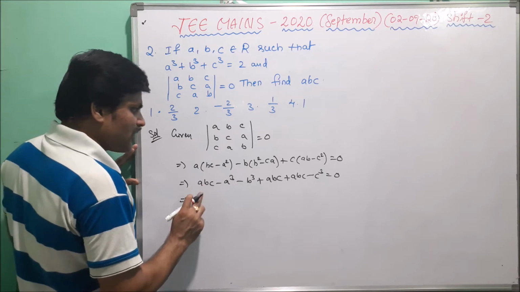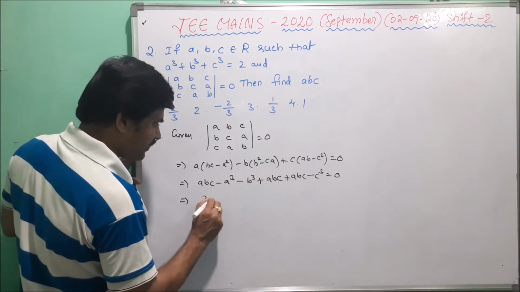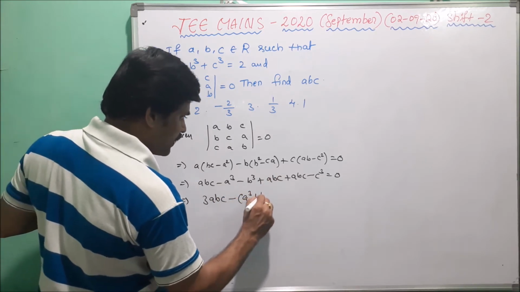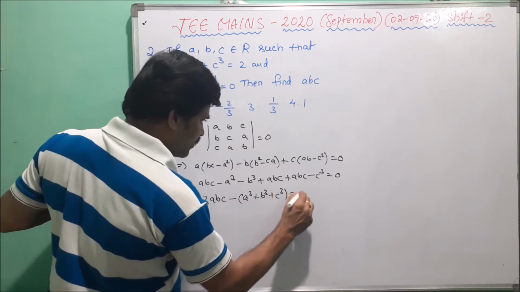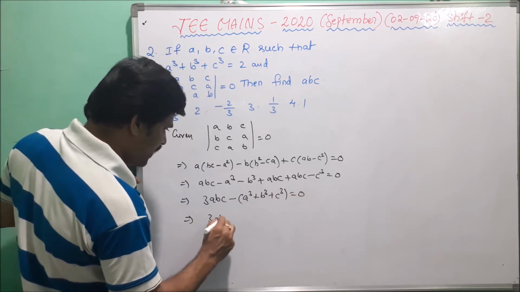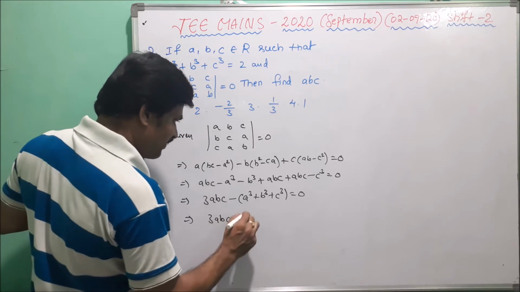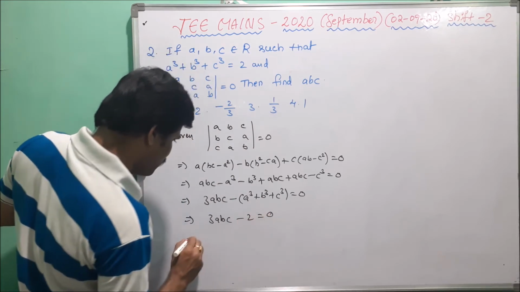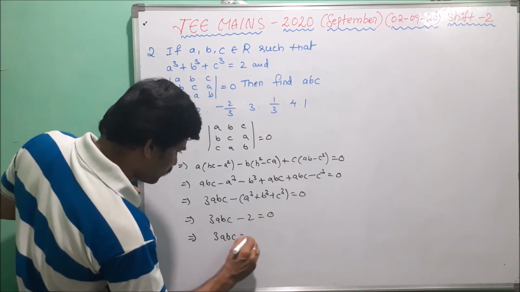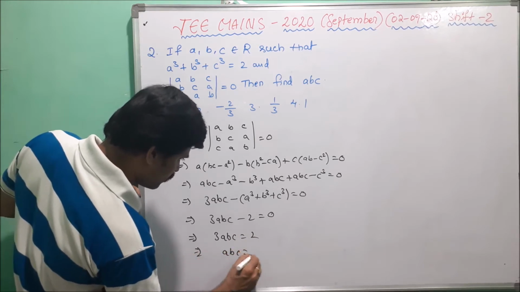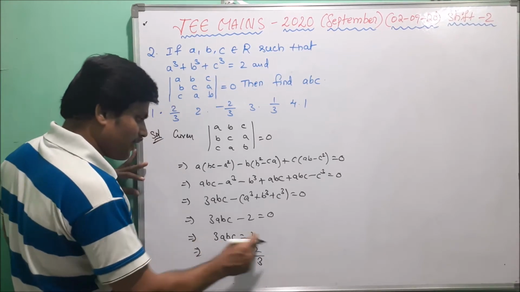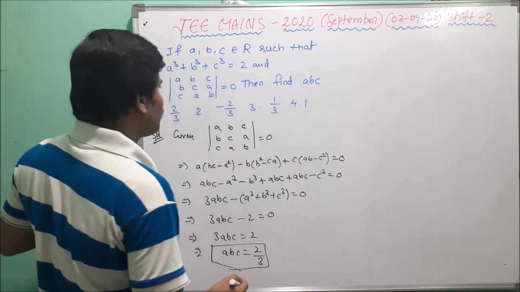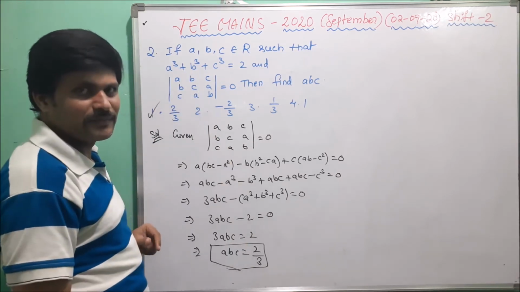Here we observe that abc plus abc plus abc, that is 3abc. Here we take common minus of a³ plus b³ plus c³ equal to 0. Now here we observe 3abc minus (a³ plus b³ plus c³), whose value is already given, that is 2. So minus 2 equal to 0, which implies 3abc equals to plus 2, abc equals to 2 by 3. Here we take 3 on the right side. abc value is 2 by 3. This is the solution for this question, which is in the option. First option is the right answer.